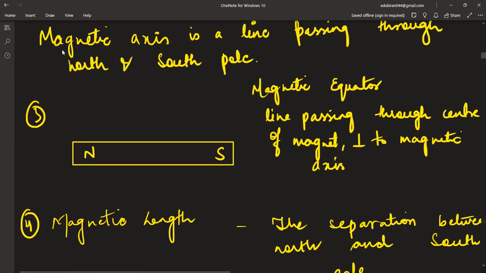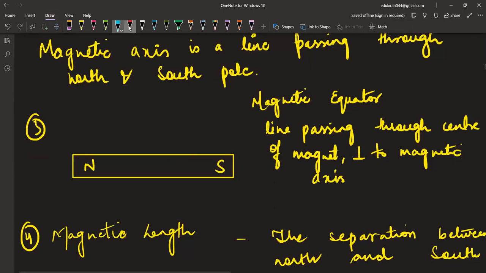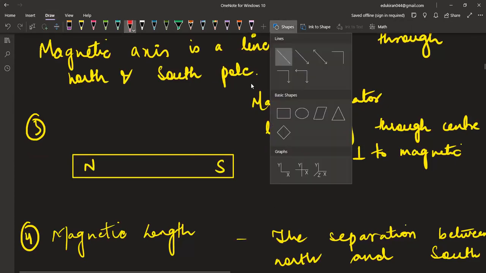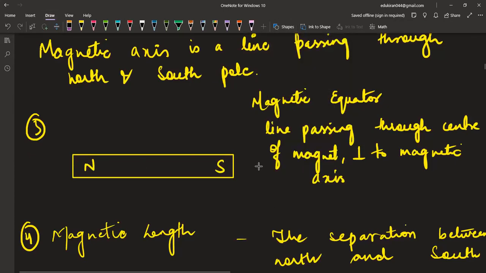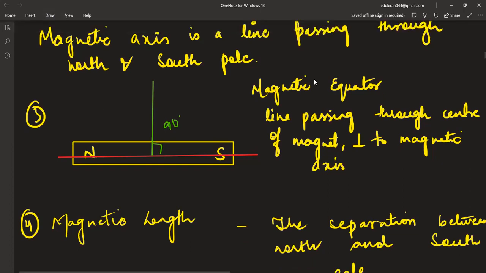Then the magnetic equator is, see, first if you drop the magnetic axis, this is the magnetic axis, perpendicular to the magnetic axis, making an angle of 90 degrees, this is known as the equator. So the line passing through the center of the magnet, this is longitudinal, that was transverse. The magnetic axis was transverse, this was longitudinal.